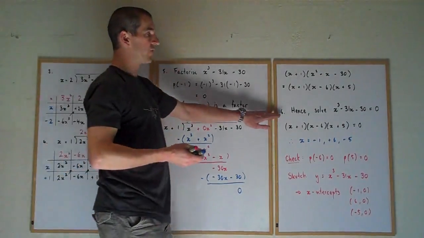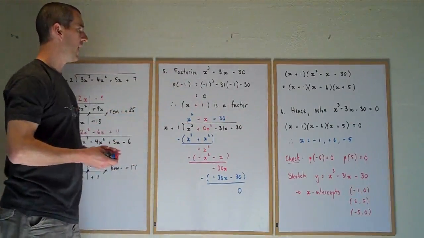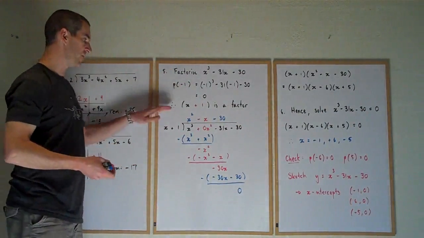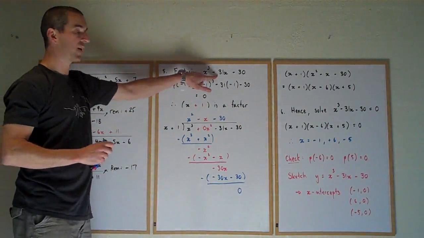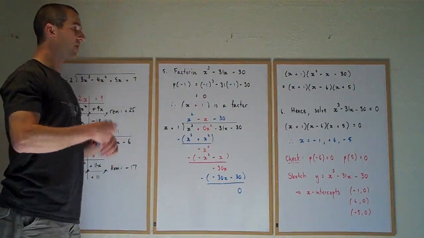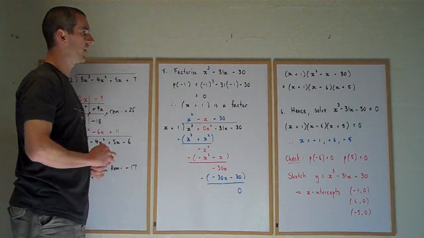And then in question 6, we use our factorisation to go ahead and solve the polynomial. Slight difference here, and I will show you once more the long division process because it does change slightly because we don't have an x squared term. But we're looking at fully factorising x cubed minus 31x minus 30.